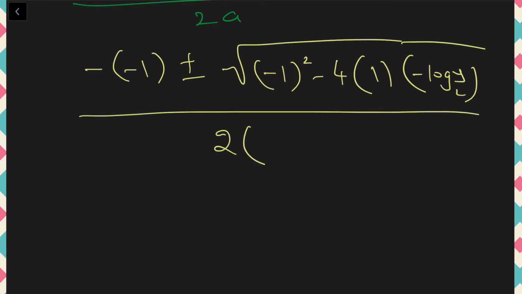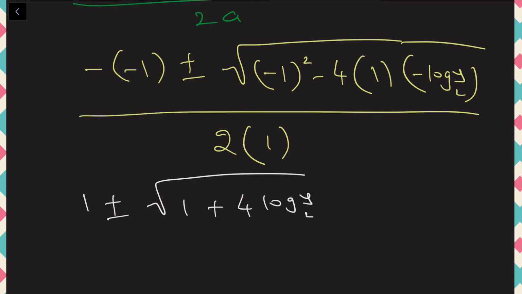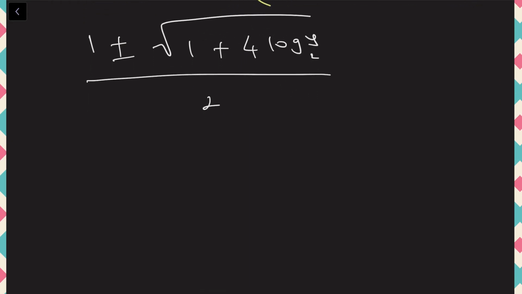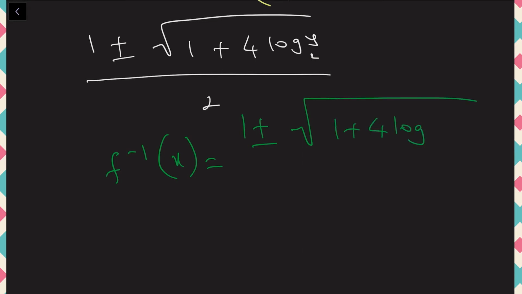2 into a is nothing but 2 into 1. Here minus into minus 1 is plus 1, plus or minus under root minus 1 whole square is 1, minus into minus is plus 4 times log y base 2, whole divided by 2 ones are 2. Now simply replace the y with x, then it will become the inverse. f inverse x is equal to 1 plus or minus under root 1 plus 4 times log x base 2, whole divided by 2. This is the total first bit in exercise 1 of B.